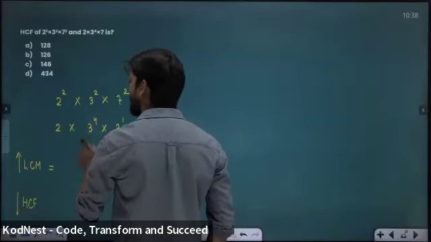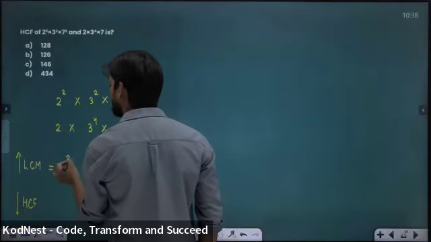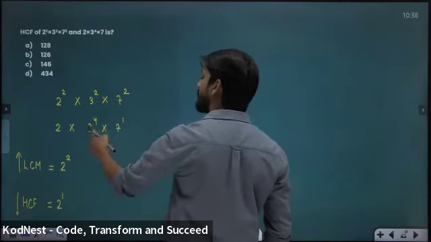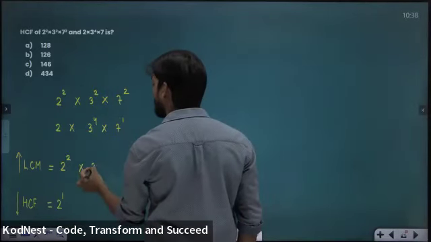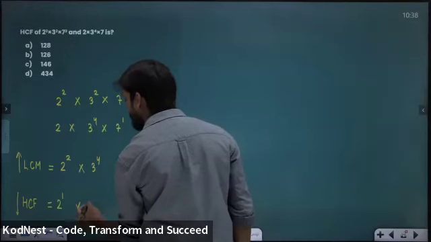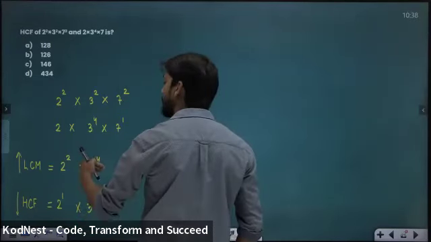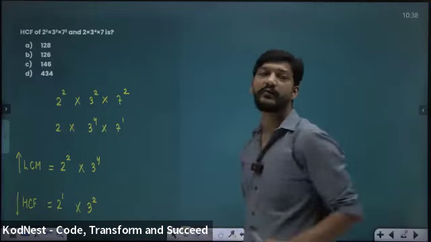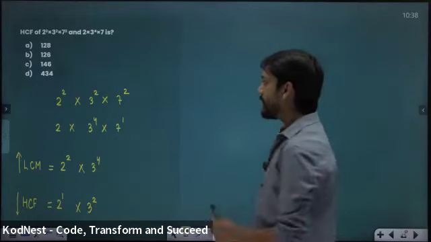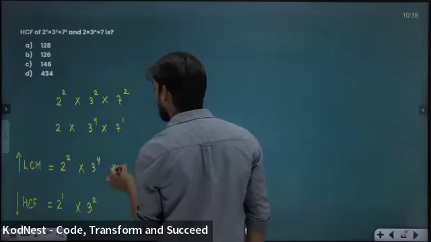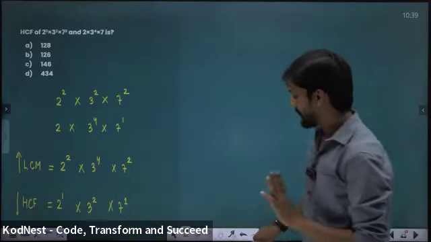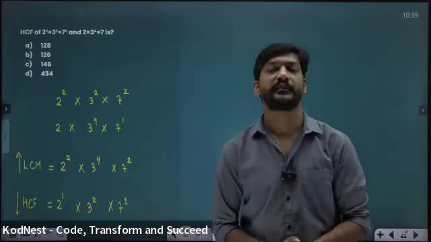2 square, 2 power 1. Higher power is 2 square, lower power is 2 power 1. 3 square, 3 power 4. Higher power is 3 power 4, lower power is 3 square. So higher power, write with LCM; lower power, write with HCF. This is what you have to do. Similarly, for 7 also, 7 square is the higher power, 7 power 1 is the lower power. So this is how you have to write.